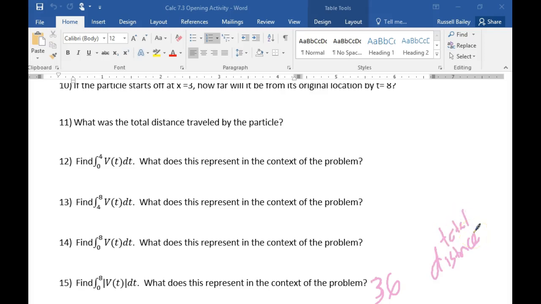Yes, Moses. So it's absolute value, but it's 16. Yeah, 20 plus 20 minus. No, 20 plus negative 16.